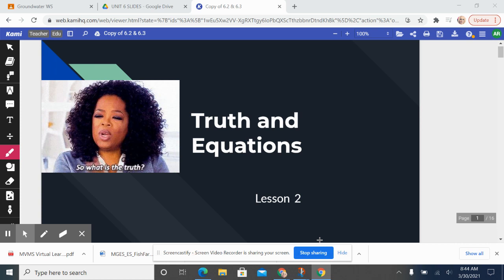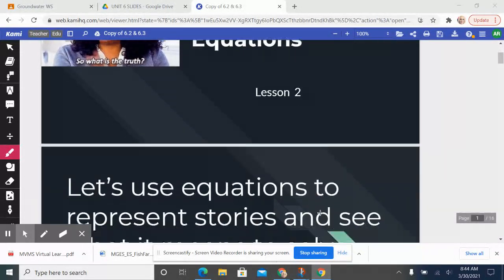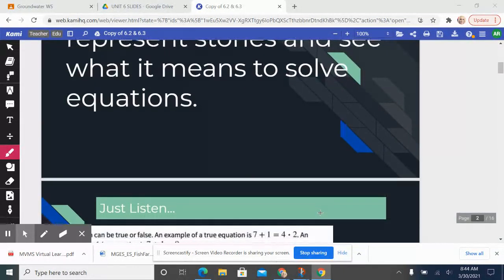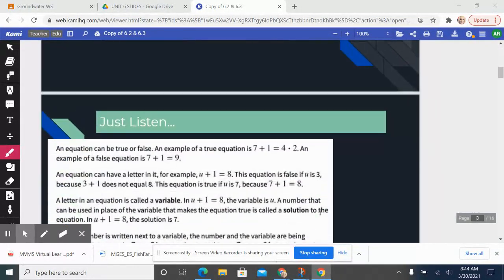Okay, so today we'll be doing lesson 2 and 3 in book 6. So you will need book 6, and we will start out with lesson 2. You're going to need to look through your book, and it is called Truths and Equations. We will use equations to represent stories and see what it means to solve equations.